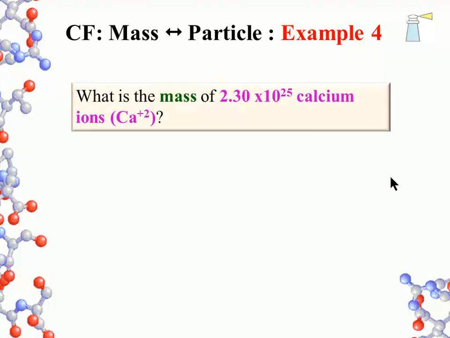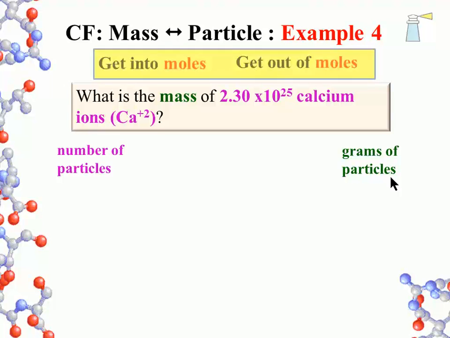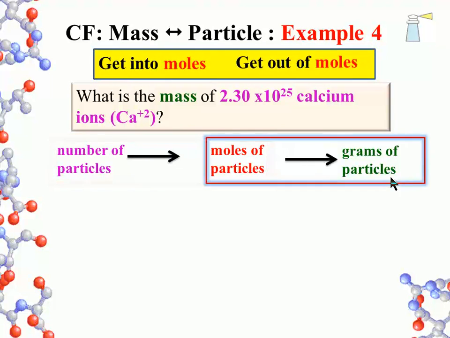What is the mass of 2.3 times 10 to the 25th calcium ions, Ca plus 2? Identification of the overall process has the given units as number of particles, ions, and the desired units in mass, grams. Without a direct conversion, the process will almost certainly go through moles. Getting into moles, getting out of moles.